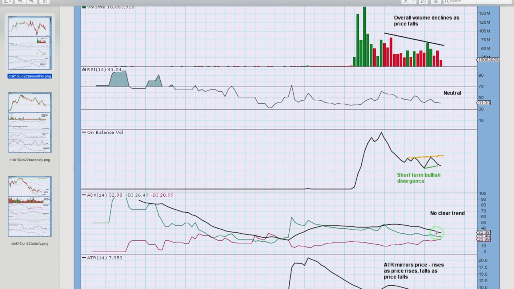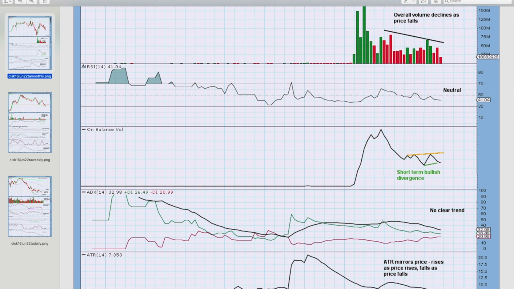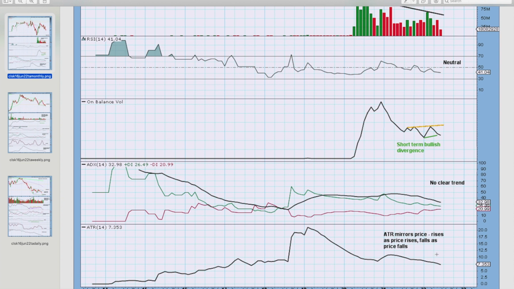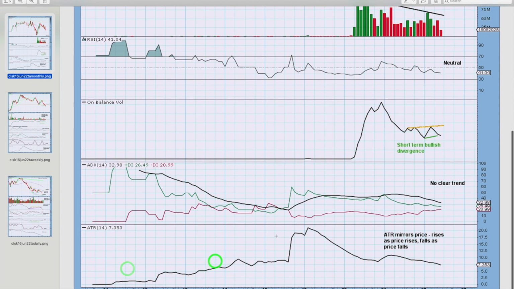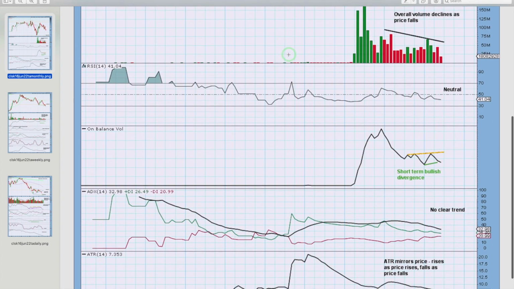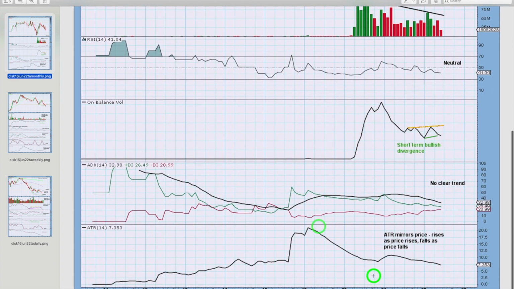ADX at the monthly chart level indicates no clear trend. It caught up with this previous upward trend here, which had some support from volume until the last couple of months, and then here overall volume declined to the end. ATR tends to mirror price, overall rising as price is overall rising, and then ATR falls as price falls, and again it's falling as price falls.